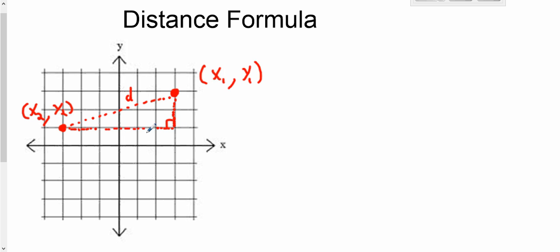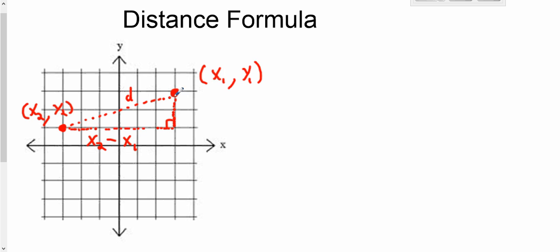Now to find the actual distance of those legs, we're going to have to take the x-coordinate. So let's look for the long leg on the bottom. We take the x-coordinate and subtract away the other x-coordinate. By subtracting this x-coordinate from this x-coordinate, we can find the distance of this leg. So this will be x sub 2 minus x sub 1.